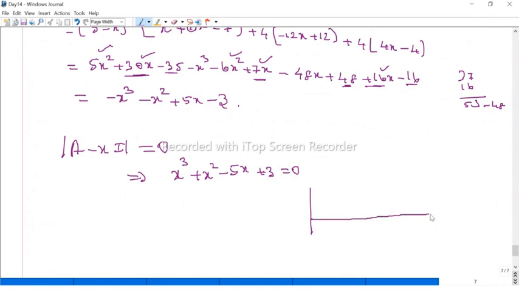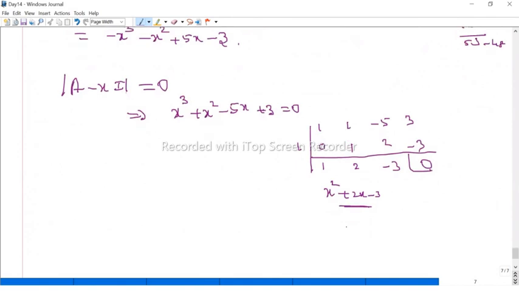If you go to the synthetic division, 1, 1, minus 5, 3. So we guess that 1 is a root. Therefore, 0 plus 1 is 1, 1 into 1 is 1, 1 plus 1 is 2, 1 into 2 is 2, 2 plus minus 5 is minus 3, 1 into minus 3 is minus 3, plus 3 is 0. Therefore, what is the corresponding quotient? x square plus 2x minus 3. Okay. Therefore, what is the root of this one? 1 and 2. Oh, no, sorry, 1 and 3.